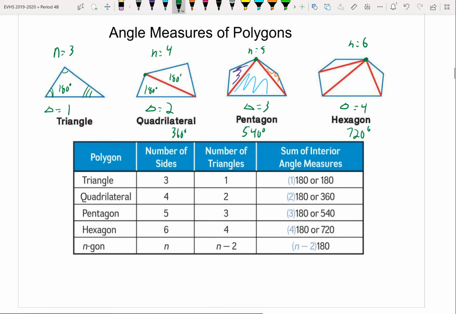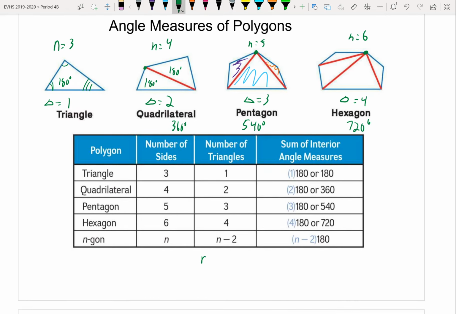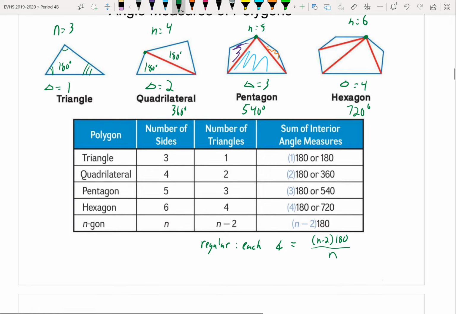Now, there is something special we can do there. For a regular polygon, if I want to know the measure of each angle, then all I'm going to do is take this formula and divide it by the number of angles. Well, if I have n sides, I also have n angles. So each angle here is going to be n minus 2 times 180, all divided by n. And you'll see that formula come back up here in a couple of examples from now.